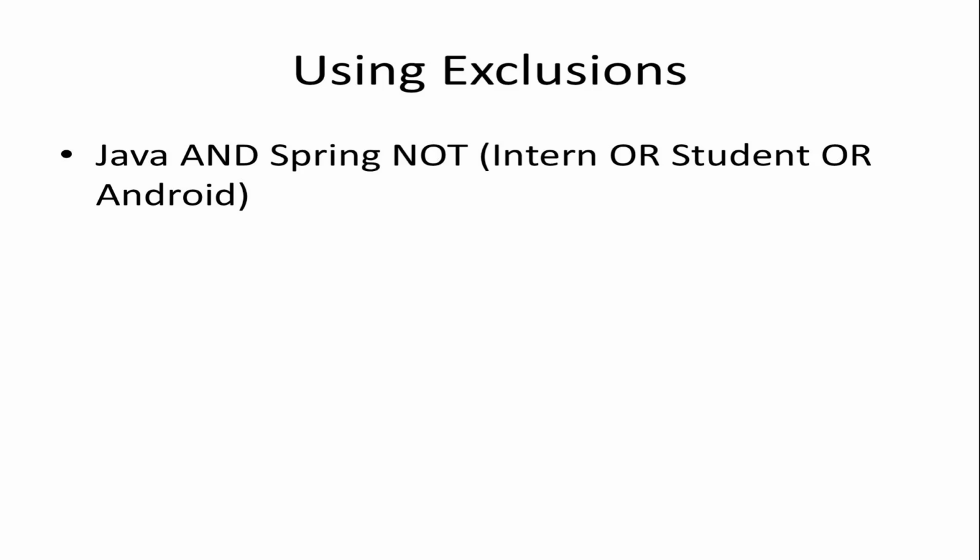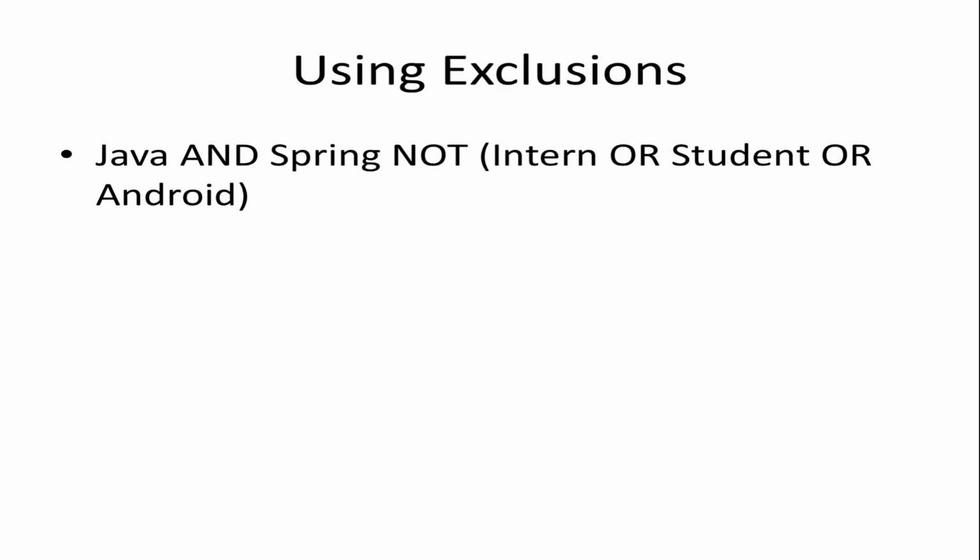All right, so here we are using exclusions. Exclusions are like "not". Let's suppose we are focusing on mid-level Java developers or senior Java developers. So what we can do is write Java and Spring as keywords, and exclusion NOT: intern or student or Android. So again, why Android? Because you will find Android developers also using Java, as Android Java, right?